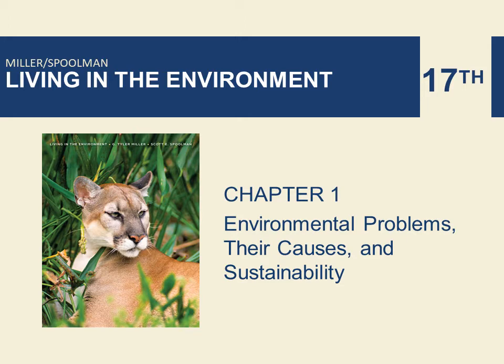So today we are gonna do chapter 1 from the book Environmental Sciences by G. Tyler Miller. This chapter is entitled Environmental Problems, Their Causes and Sustainability. So I would like to start with the case in the beginning of this chapter. It's not in the slide, so I'll just read it for you.